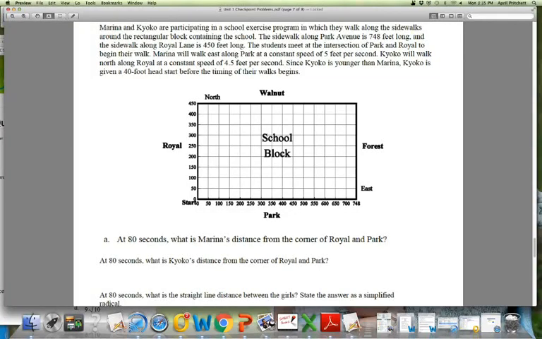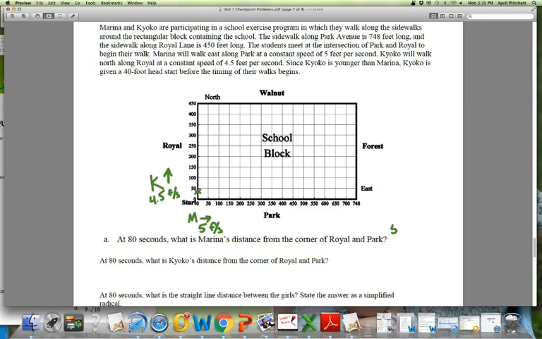Okay, on Monday we went over this free response question. I'm going to go over parts A, B, and C with you right now. Basically, Marina is walking along Park at 5 feet per second, and Kyoko is walking along Royal at 4.5 feet per second. And Kyoko is given a 40-foot head start, okay? And they're basically walking around this rectangular block.